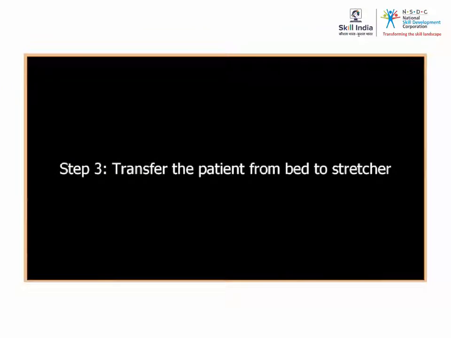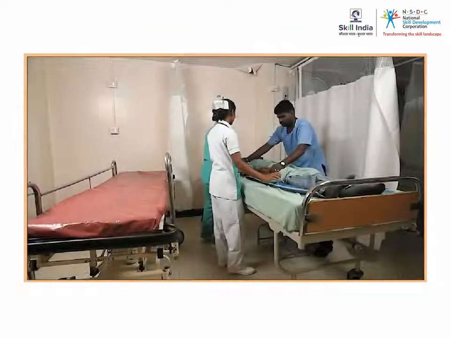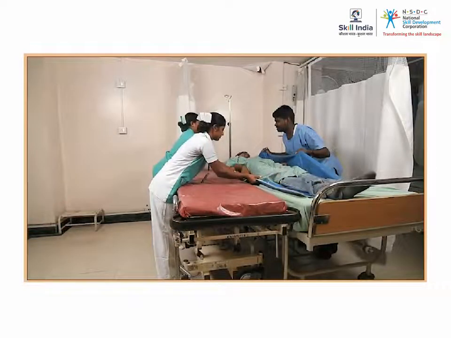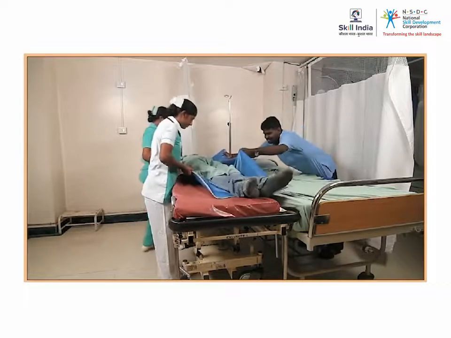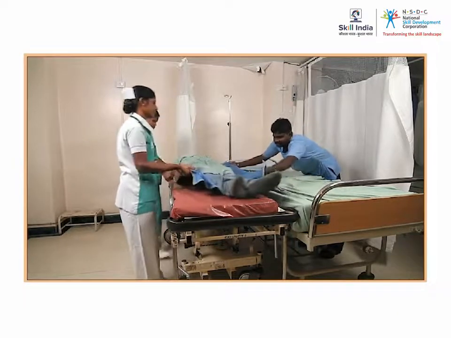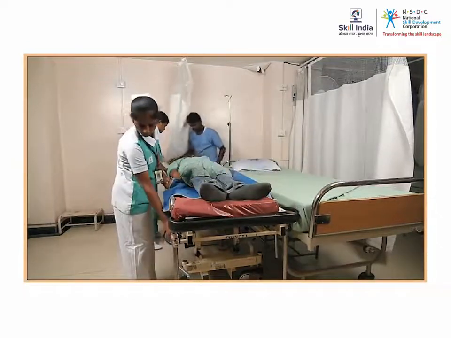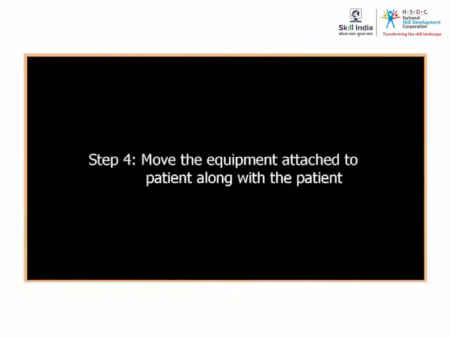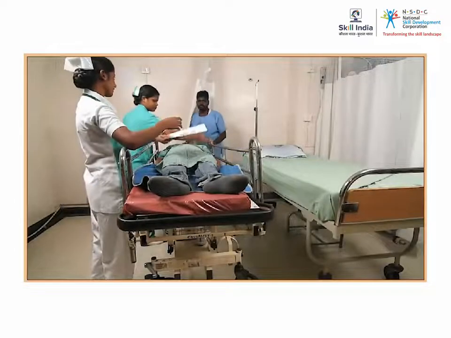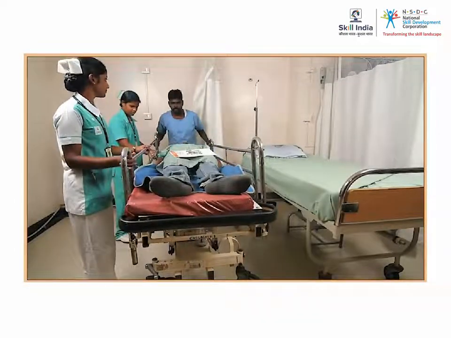Transferring a patient from the bed to the stretcher. Get onto the bed of the patient and hold the sheet from one side. Ask the other assistants to hold the sheet from the sides. Gently lift the patient with the sheet and shift the patient onto the stretcher. Move the equipment attached to the patient along with the patient. Place the medical records on the patient while moving the stretcher.